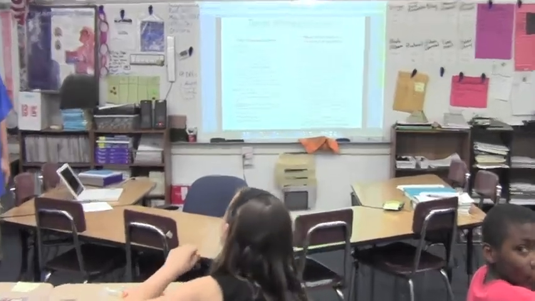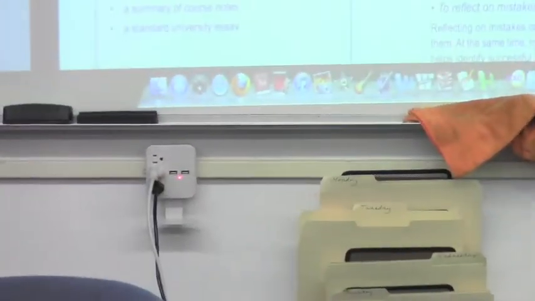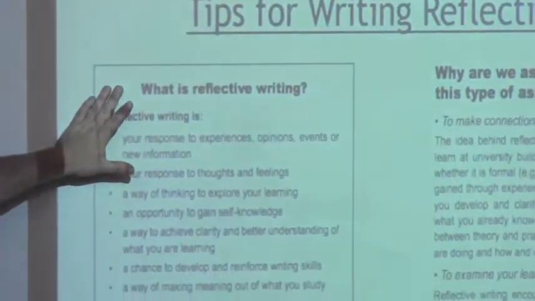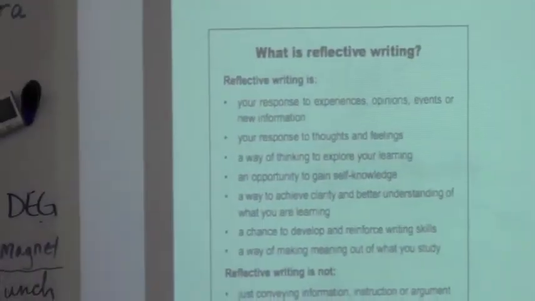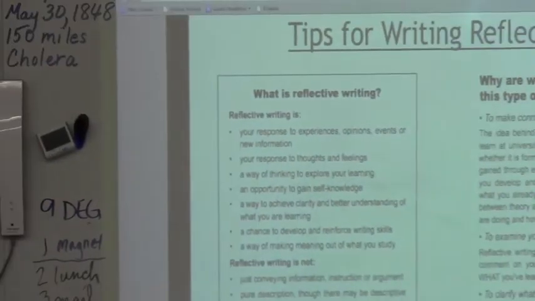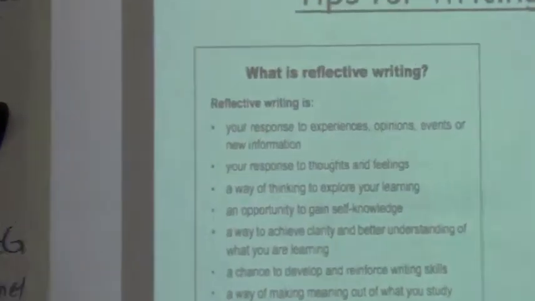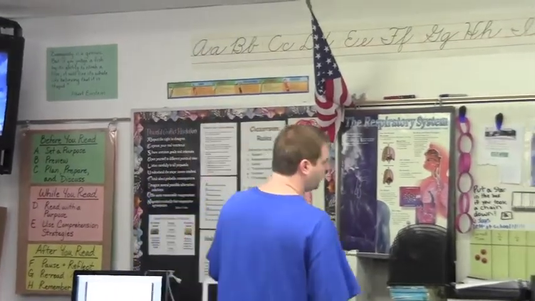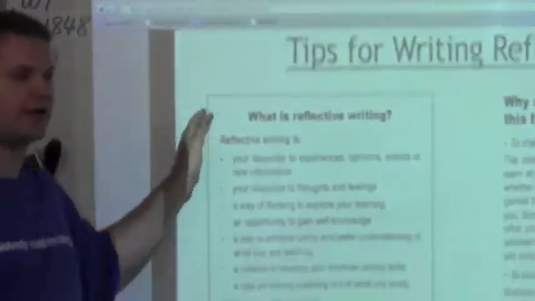So, kiddos, here's what it says. We're going to first figure out what reflective writing is. After we know a little bit about what kind of genre reflective writing is, then we're going to learn how to do reflective writing, and then I'm going to give you a chance to do it. So we'll do about a 10-minute lesson. We'll have a skill drill, and then we'll have the real thing. Sound good?